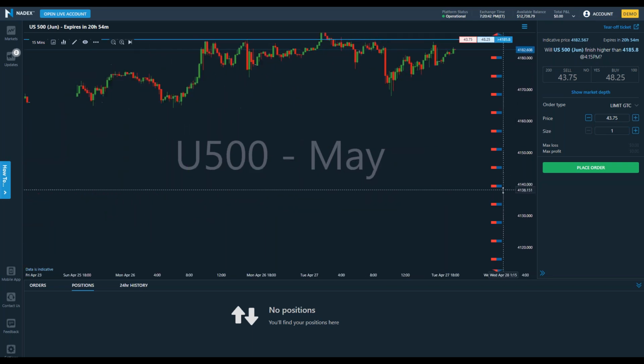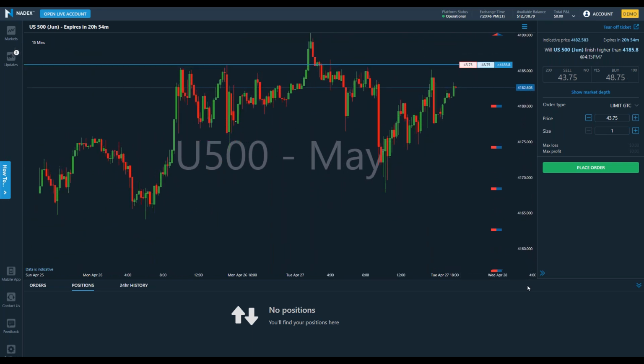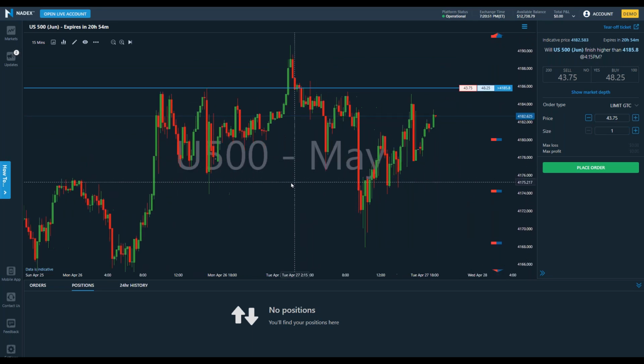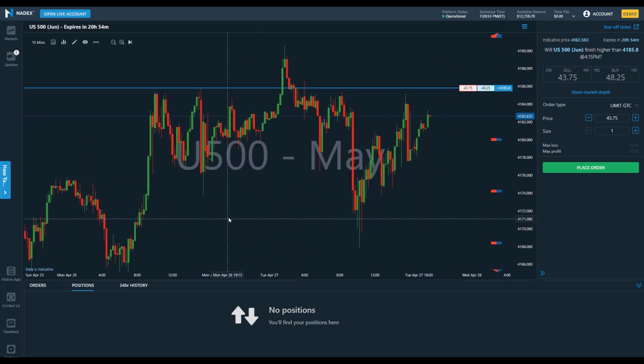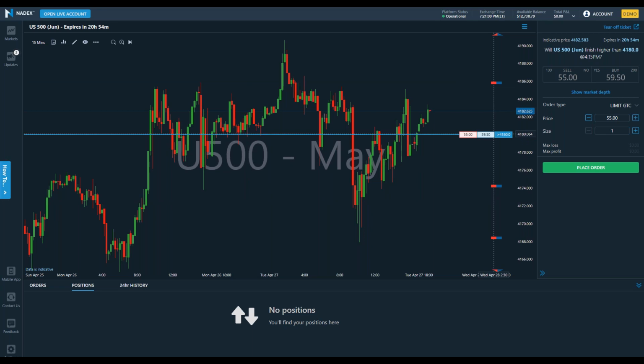I'm going to move it in a little bit closer because I do want to see some chart. Okay, there we go. So this is just the last couple days here of the S&P 500, and if I wanted to choose a different strike, I just simply click a different strike. Here's the 4180. Now I know that it's currently trading 4182. That is above 4180, so the price is currently above 50.